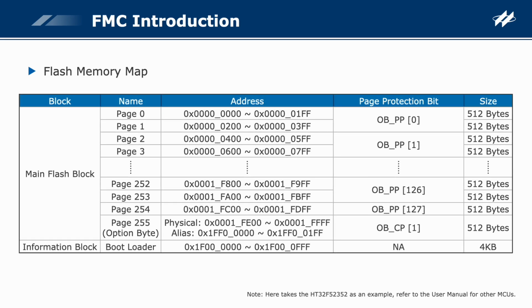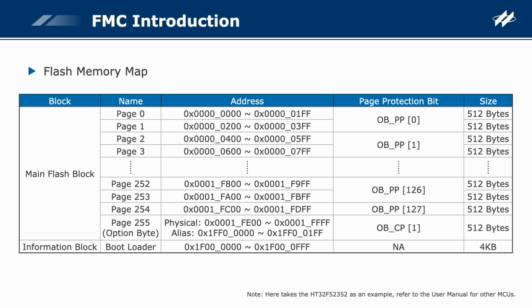As mentioned above, the flash memory consists of main flash block and information block. The 128 kilobyte main flash block is divided into 256 pages with 512 bytes per page. Here we can see that the option byte is located at the last page of main flash block. The physical address ranges from hex 0001 FE00 to hex 0001 FFFF, and the address map ranges from hex 1FF0 0000 to hex 1FF0 01FF.